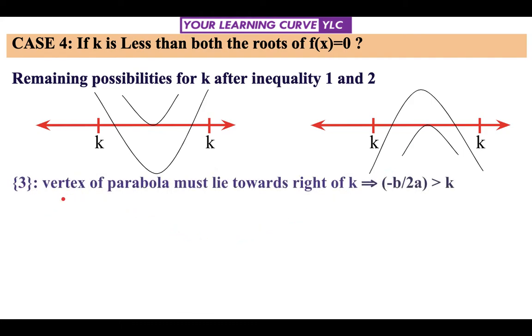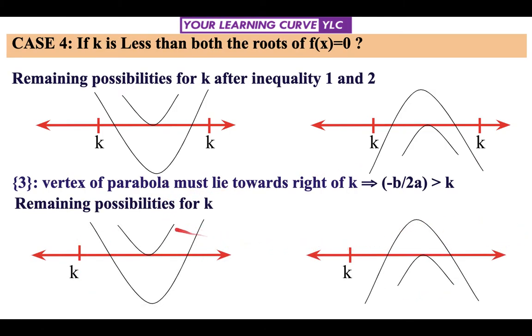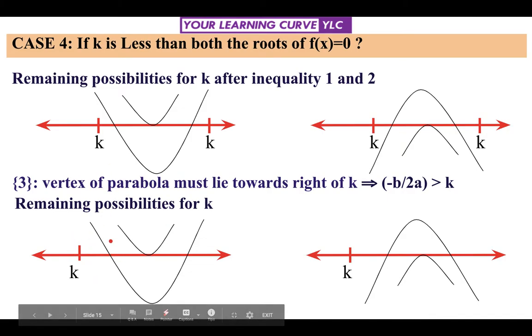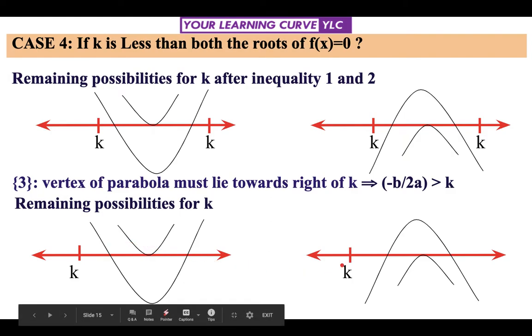So the last inequality for case 4 is minus b by 2a, that is the x coordinate of the vertex, is greater than k. So now we are left with these two possibilities, and here if all these three inequalities are satisfied, k will always lie towards the left of the parabola and there will be two roots of the quadratic equation.